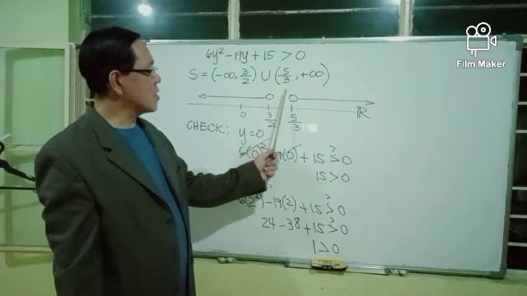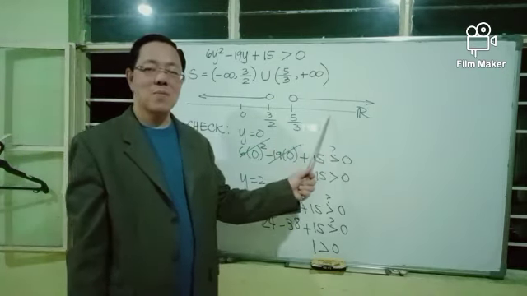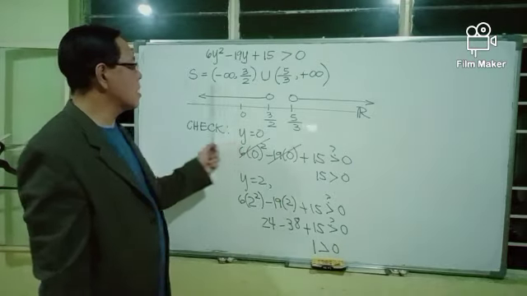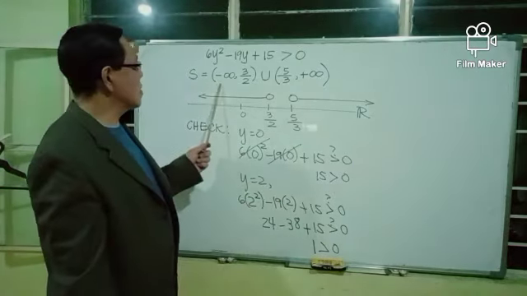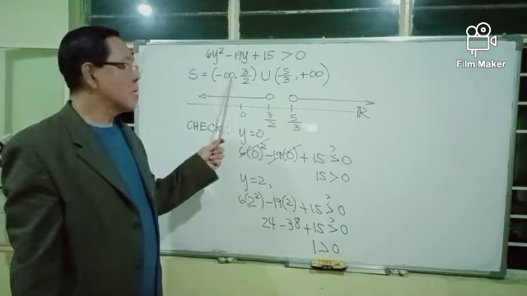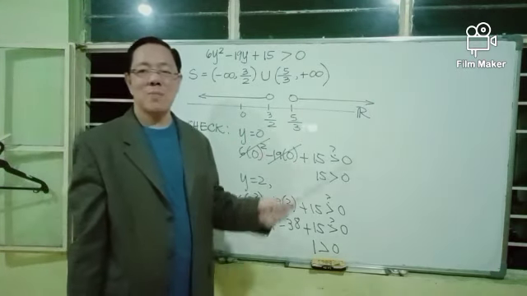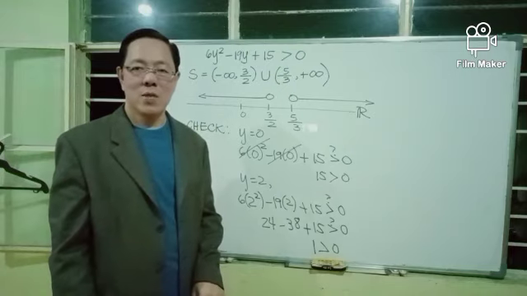And actually, all the real numbers that are greater than 5 over 3 and all the real numbers that are less than 3 over 2 are solutions. Hence, we conclude that our solution, the union of these two open intervals, is correct.